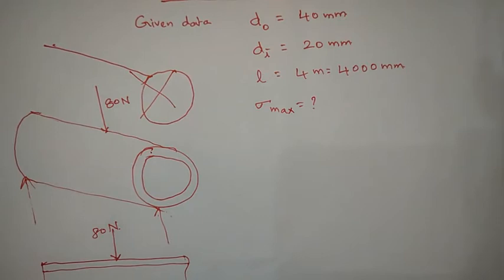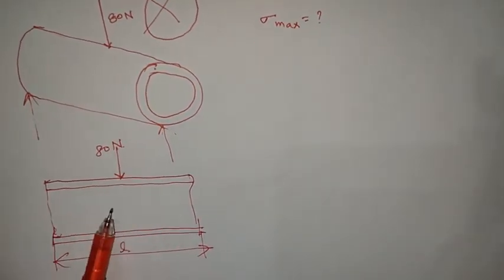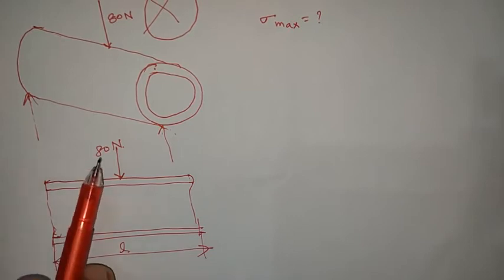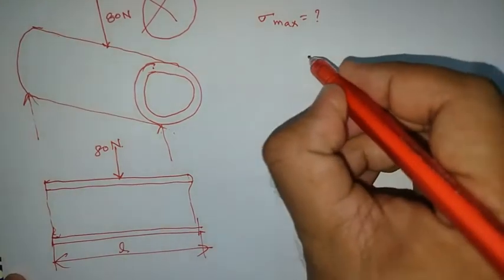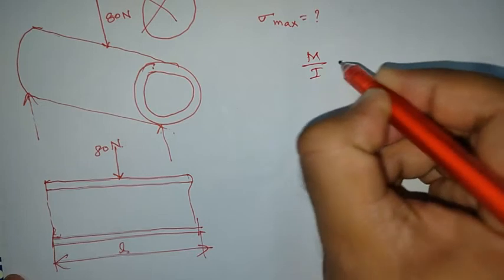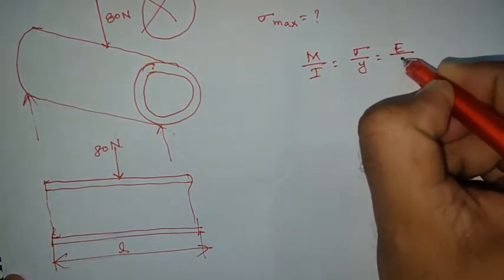Okay, so first, what is the bending equation? If you apply a point load, then definitely the beam will undergo bending. ఇక్కడ లోడ్ అప్లై చేస్తే బీమ్ ఏమవుతుంది, మనకి బెండ్ అవుతుంది. So that's why we need to use the bending equation. కంపల్సరీ మనం బెండింగ్ ఈక్వేషన్ అనేది యూస్ చేయాలి. So what is the bending equation? M by I equals sigma by y equals E by R.